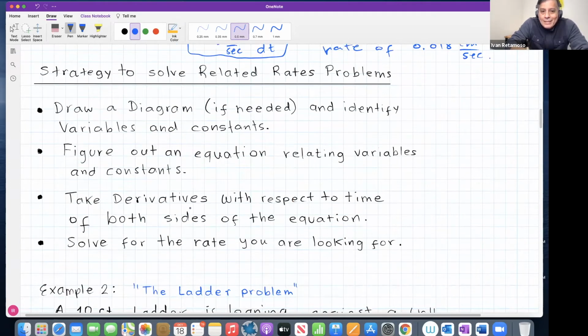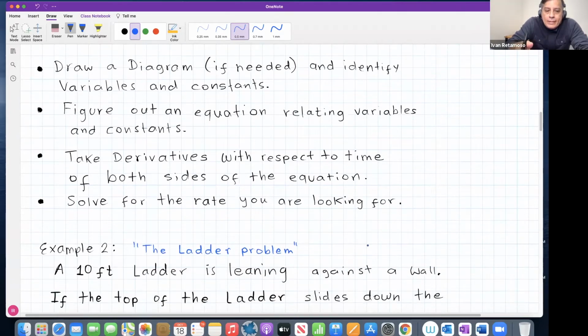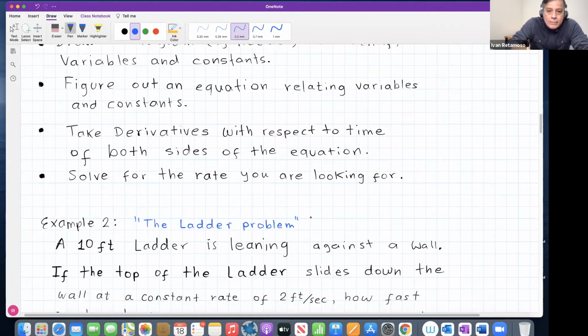Hint 3, take the derivative with respect to time of both sides of the equation, right? Always the derivative with respect to time, always. And the last hint, solve for the rate that you're looking for, right? You will always look for a rate. You have to solve for that rate, replacing everything that you know. And that way you will end up with an equation solving for your rate, and you will be done.